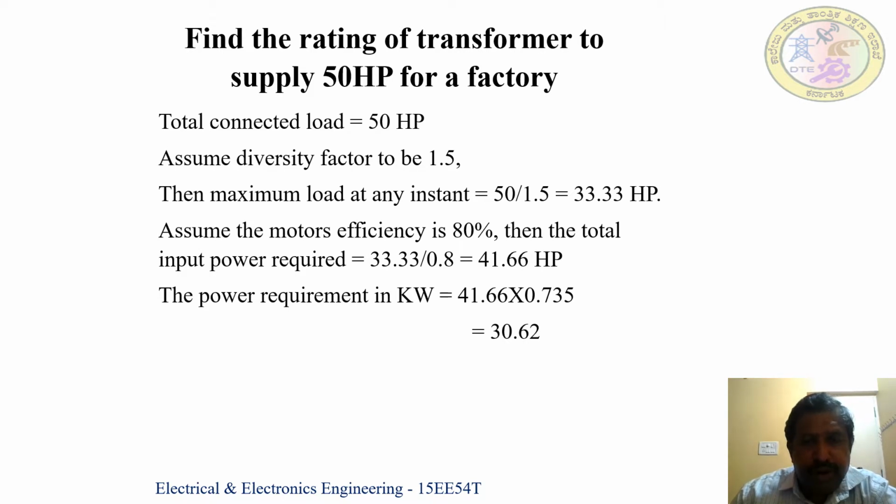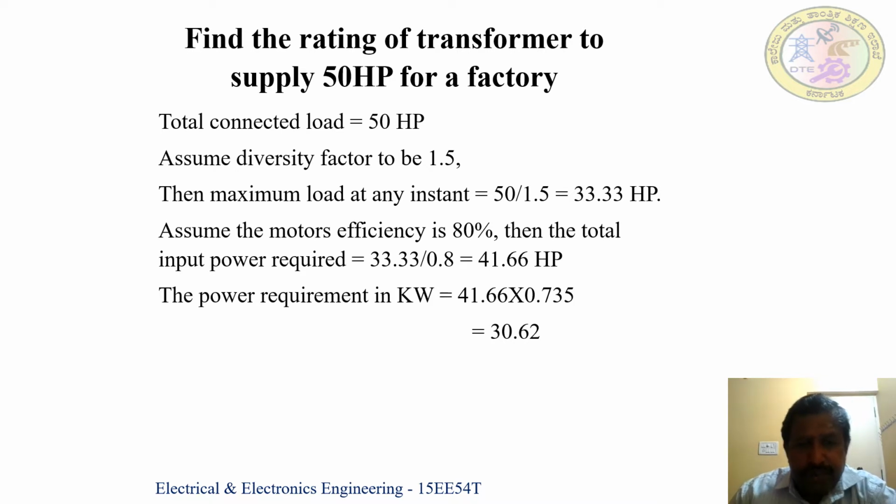Suppose, for example, in this factory, 5 numbers of 10 HP motors are there. At any instant, there may be 3 motors running. So the maximum load is 30 HP only. So for that reason, a diversity factor we have to consider here. Diversity factor is the ratio of total connected load over maximum load at any instant. So normal assumption for the diversity factor is 1.5.